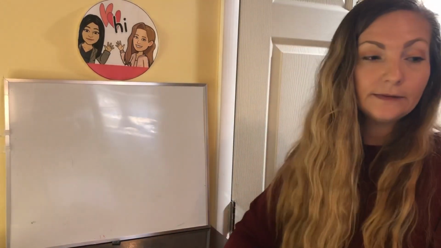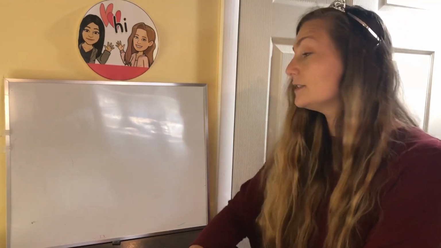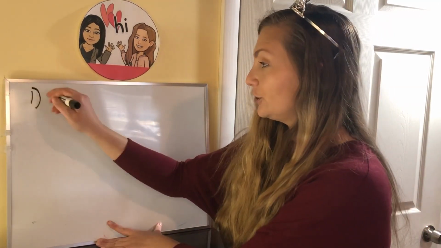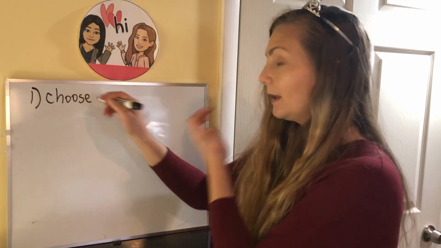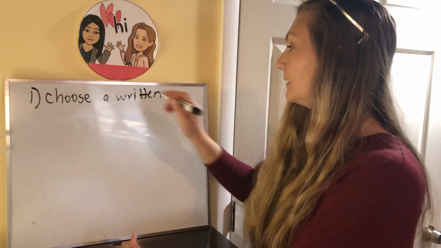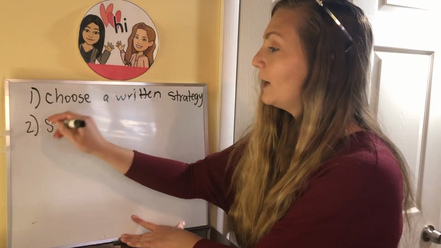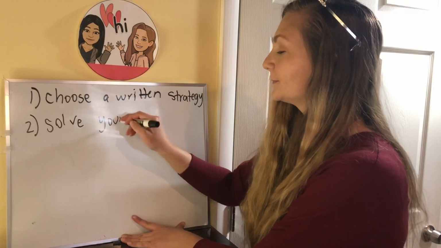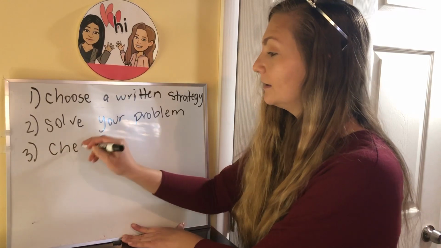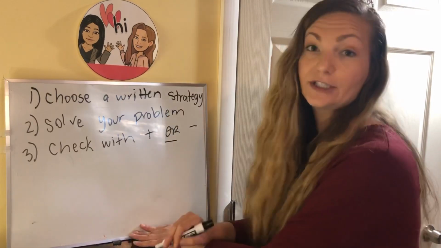So what you'll do is you'll choose first a strategy to help you solve and get the answer. You can choose any written strategy. So we'll write you the directions here. First, you're going to choose a written strategy. Next, you're going to solve your problem. Then you will check with an addition or a subtraction sentence.